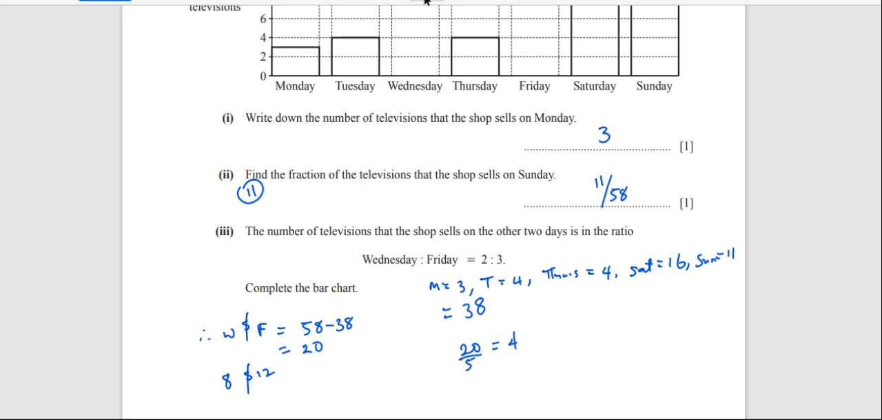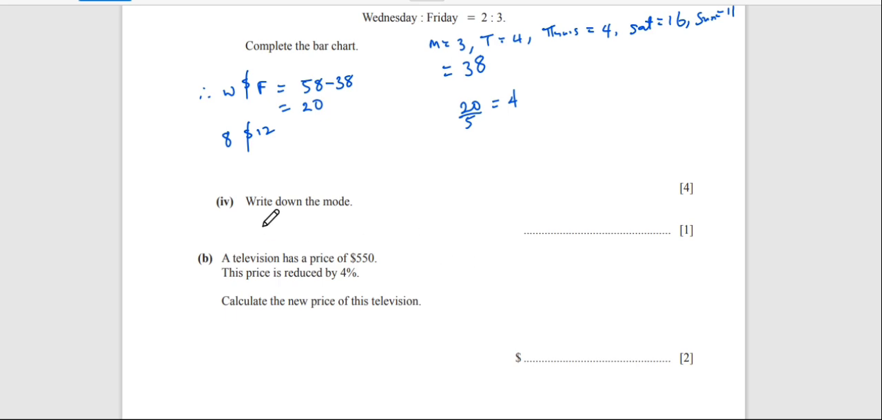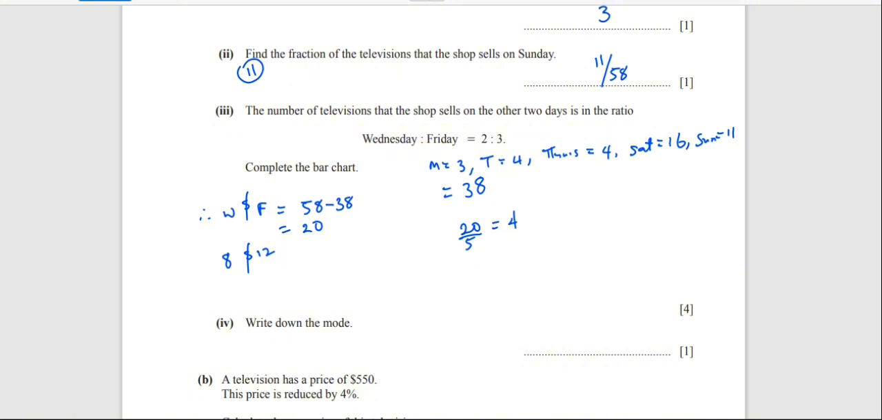So we now come to the chart. We put our 8 for Wednesday, then for Friday it is 12. So that's going to give us this. I'm doing that carefully, but if you have a ruler and your pen, I believe you're going to do that faster. All right, so that's us completing the chart there. They say write down the mode. Mode is the most occurring. That is Saturday. So the mode there is Saturday.